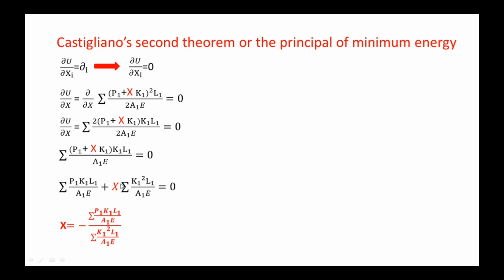So here our aim is to find X. This X is equal to, taking it to the right side, it becomes minus: the summation of P1 K1 L1 divided by A1 E, divided by the summation of K1 square L1 by A1 E. Once we get the value of X, we can easily find S1, S2, S3, S4 likewise.